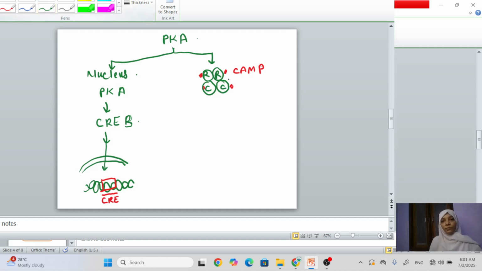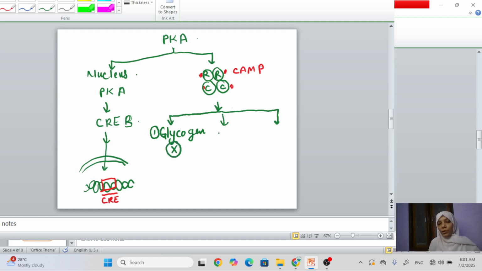Now, what is the function of PKA? First, it will stop making glycogen molecule. Stop making glycogen molecule. Regulate the phosphorylase kinase, which will inactivate glycogen synthase.